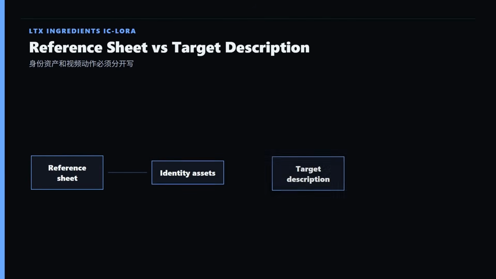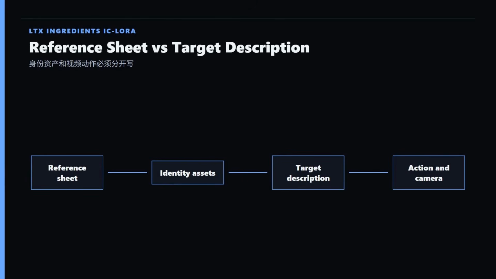Its prompt structure is also very clear. We write it in two parts. The first part is called reference sheet, and it describes what is inside the reference sheet we just discussed. The second part is called generated video, which describes the actual video you want to generate. Let's take a look at the workflow it provides.